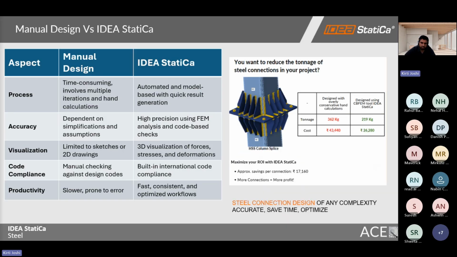I have one example here. In the example on the right, you can see that the manually designed column splice is heavier, while the same connection designed in IDEA StatiCa is more optimized. This means less steel, obviously lower cost, and less carbon consumption during fabrication. So you can save both tonnage and cost on a larger number of connections and get a strong return on investment. In short, it helps us design faster, optimize better, and definitely save a lot of time and material cost.